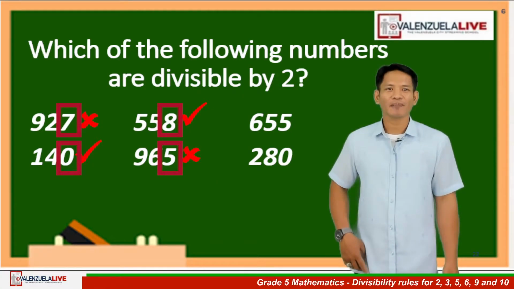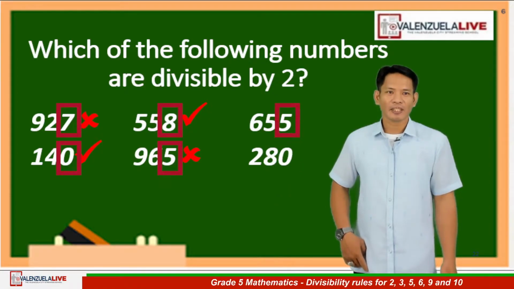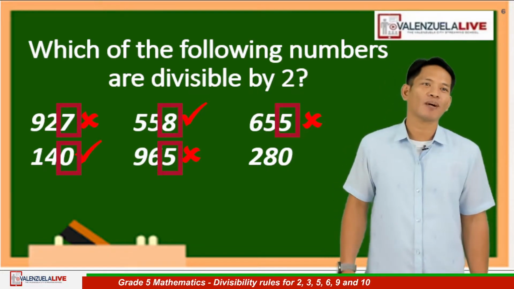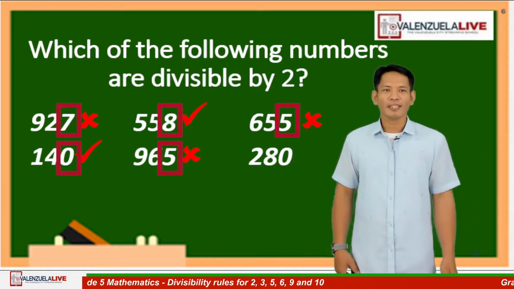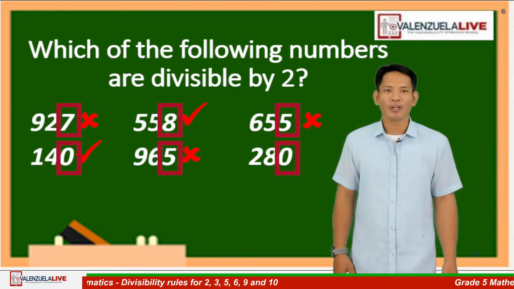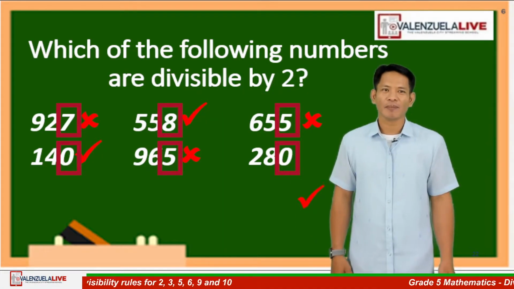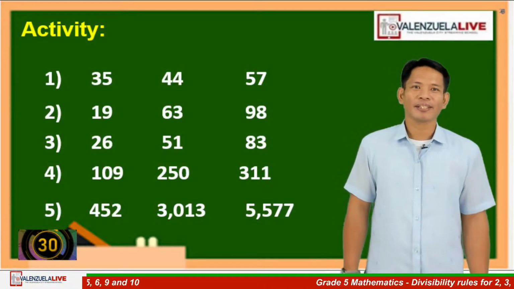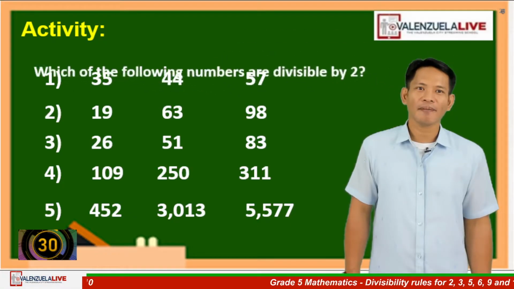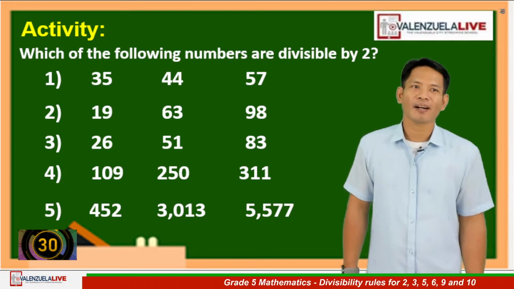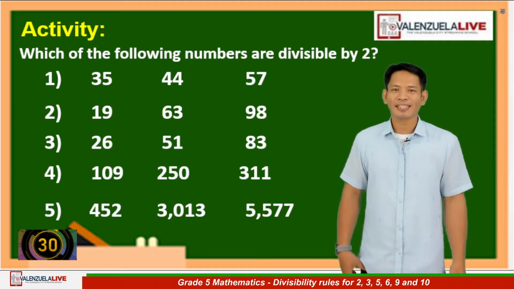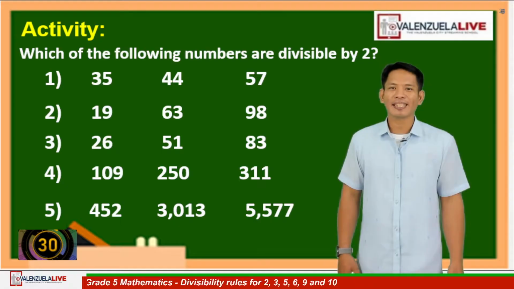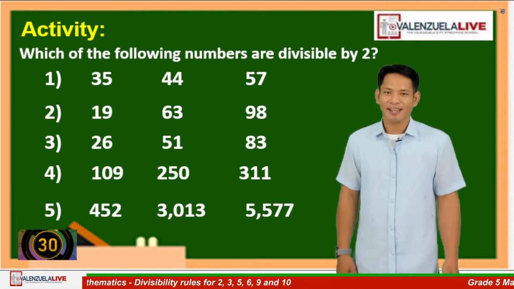Next one, 655. The last digit is also 5. It is not divisible by 2. How about the last one, 280? 280, the last digit is 0, and therefore, it is divisible by 2. Okay. Now, it's your turn, grade 5. This time, which of the following numbers are divisible by 2? So, we have 30 seconds to find the correct answers. Grade 5, your 30-second timer starts now.